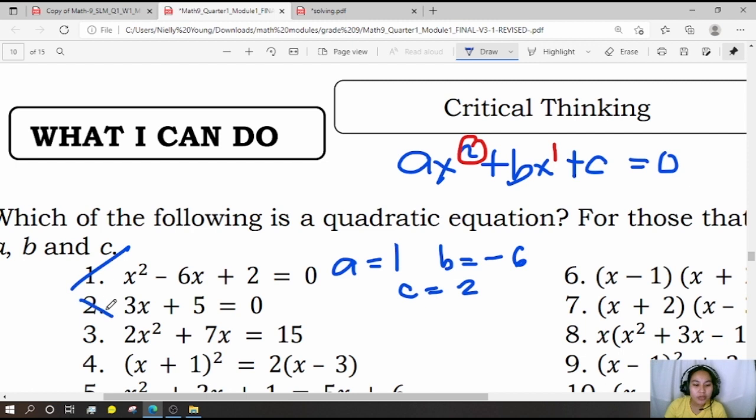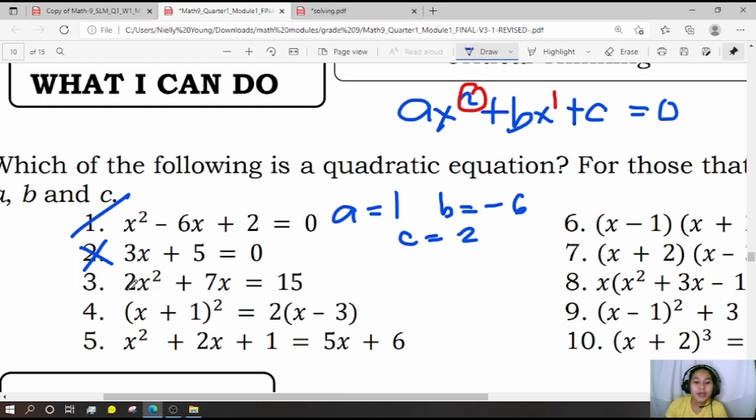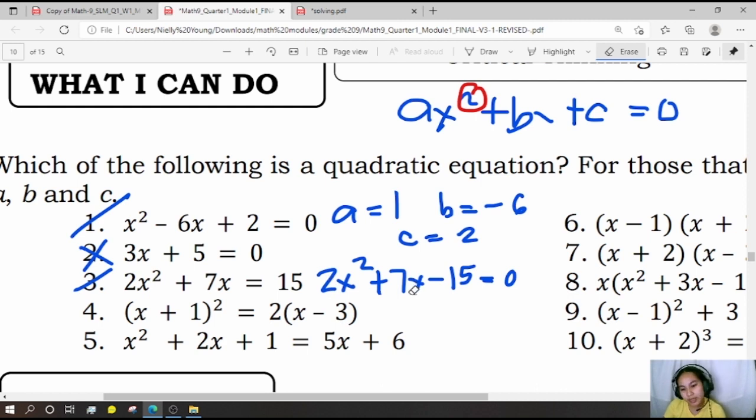Number 2, it is not a quadratic equation because the highest degree is 3x, which has a power of 1. So it's not a quadratic equation. Number 3 is a yes, it is a quadratic equation. Transpose mo lang ang 15 to the left side. So that becomes 2x squared plus 7x minus 15, following ax squared plus bx plus c equals 0. So a is 2, b is 7, then c is negative 15.